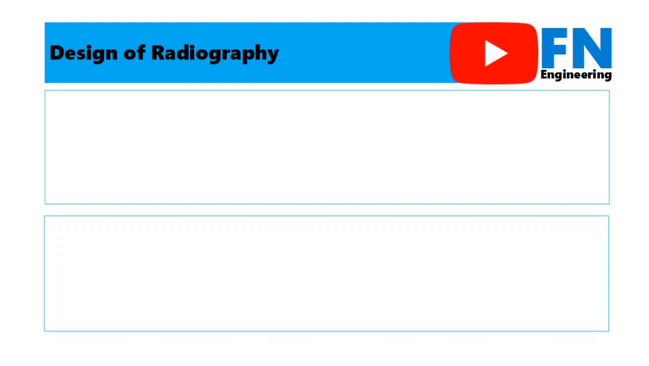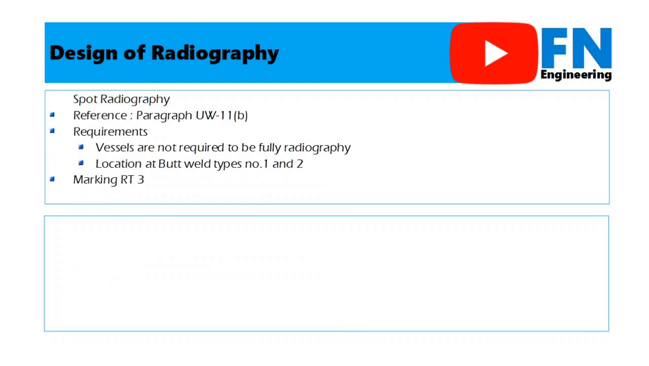The next presentation is spot radiography. For this design, we use paragraph UW-11(b) for the reference. Actually, there are two requirements for spot radiography. First, the vessel is not required to be fully radiographed as per UW-11(a). The other requirement is butt weld location only for type number 1 and type number 2. Moreover, the possible marking for spot radiography is RT3.